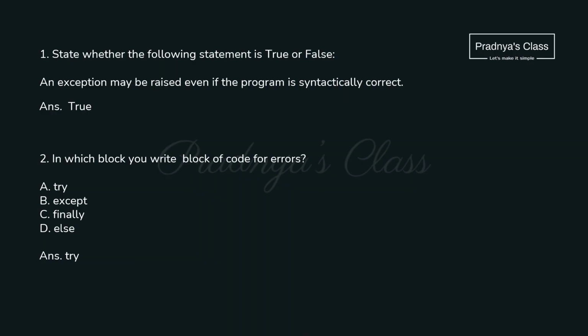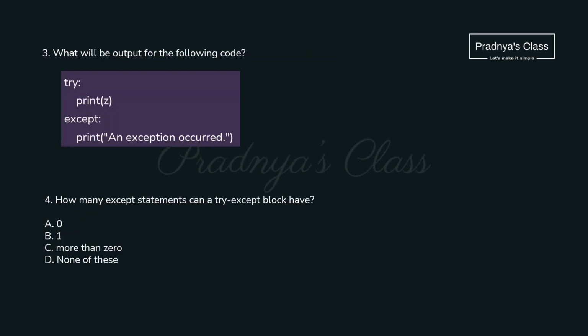Here are some more questions for practice. We never know which type of question will be asked in the exam. In which block do you write the code for error? We write the code for error in the try block. Look at the second question. What will be the output of the following code? In this code, we are trying to access variable z which doesn't exist. So this statement will raise an exception and we will get this output.